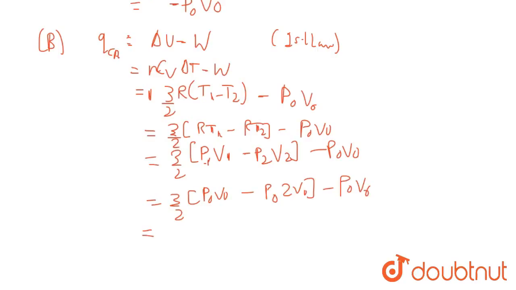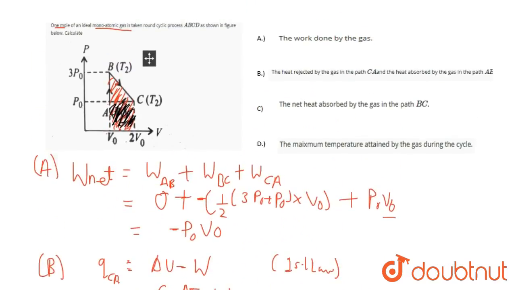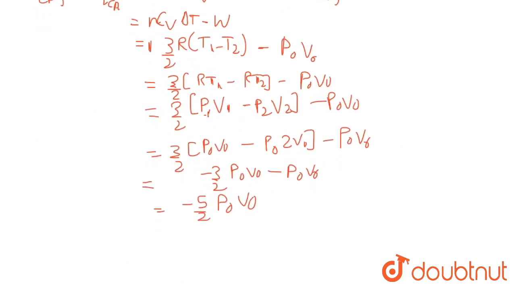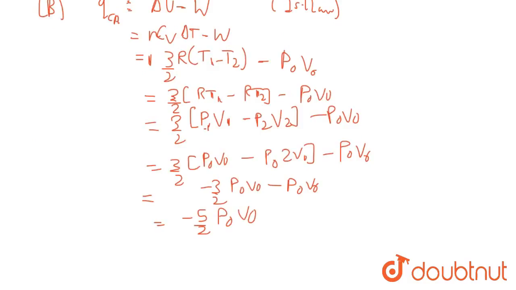So on further simplification, you will get minus 3 by 2 P0 V0 minus P0 V0, that is minus 5 by 2 P0 V0. So the net heat rejected by the system, that is heat given by the system, is considered as negative. So QCA is completely minus 5 by 2 P0 V0.